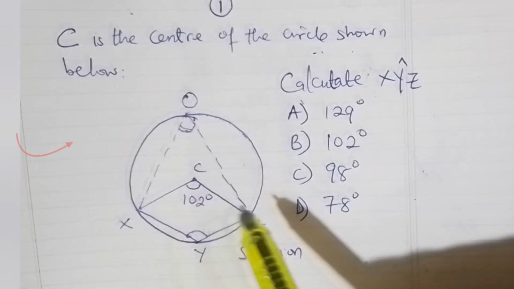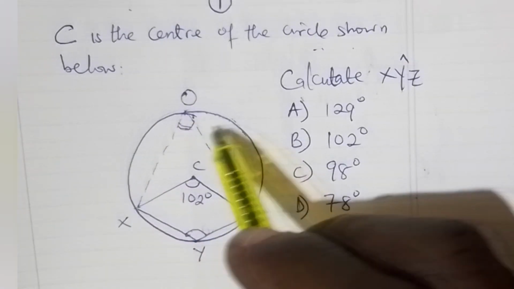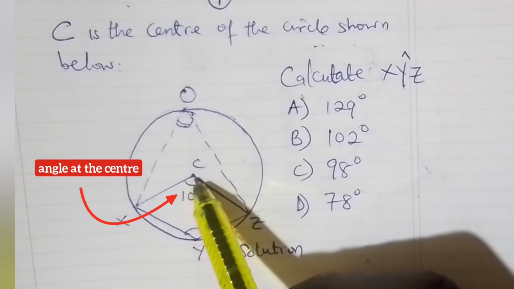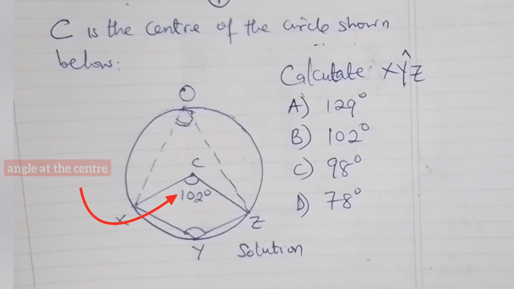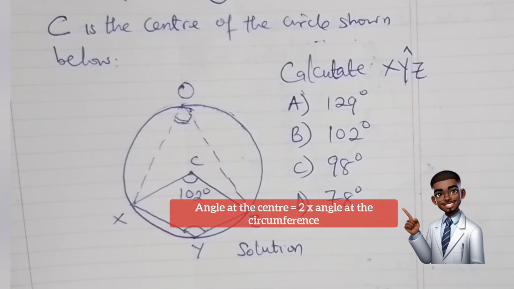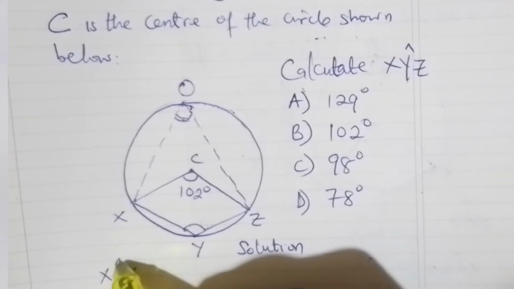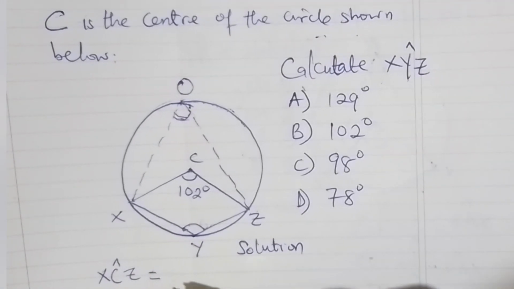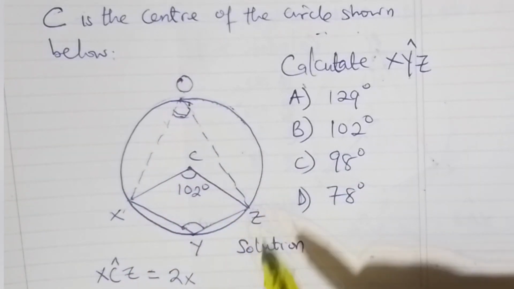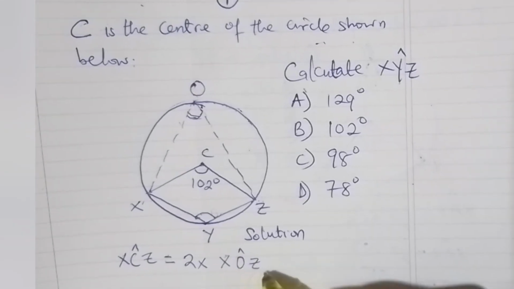Now this angle is called the angle at the circumference because it's touching the surrounding part of the circle. Then you also have C, which is called the angle at the center. There's a theorem that says that the angle at the center is equal to 2 times the angle at the circumference. So we have two things here, the angle at the center, which is XCZ. This is the angle at the center. It is equal to 2 times the one on the circumference, which is XOZ.